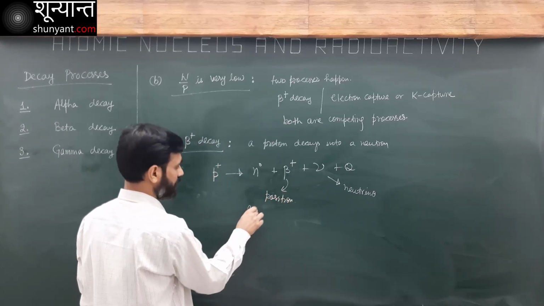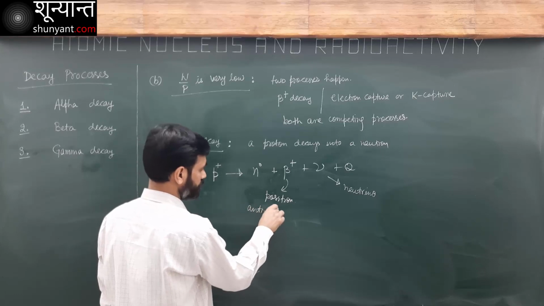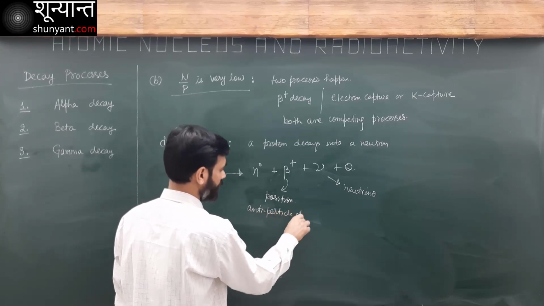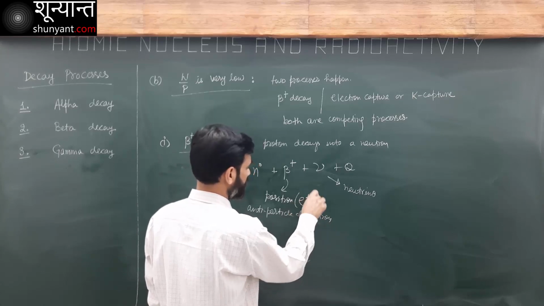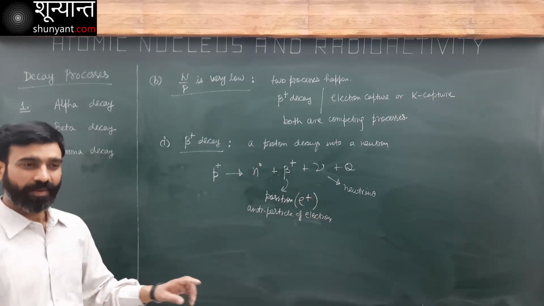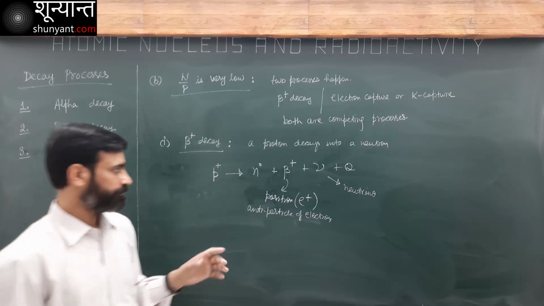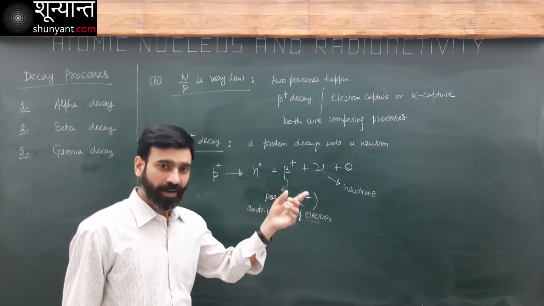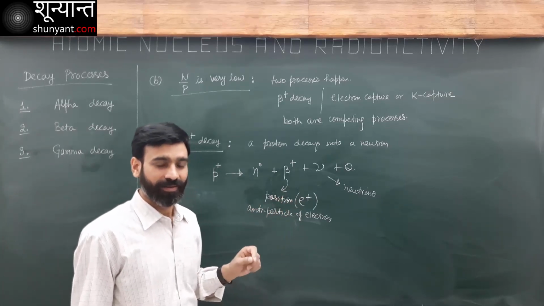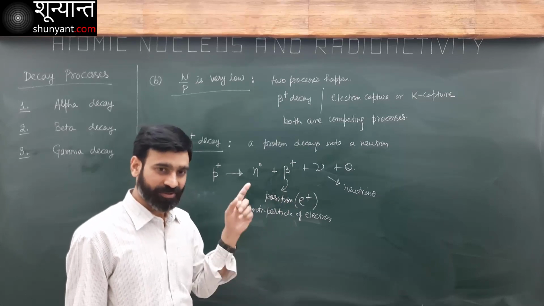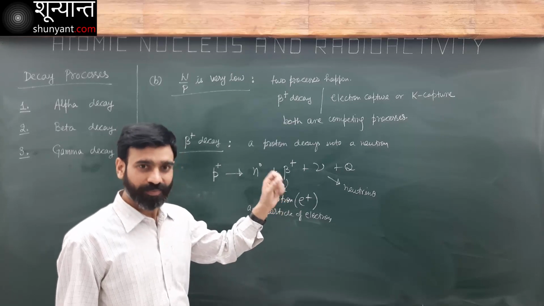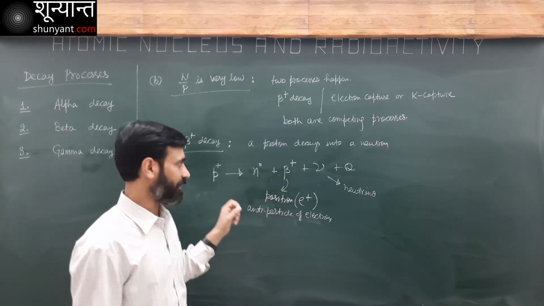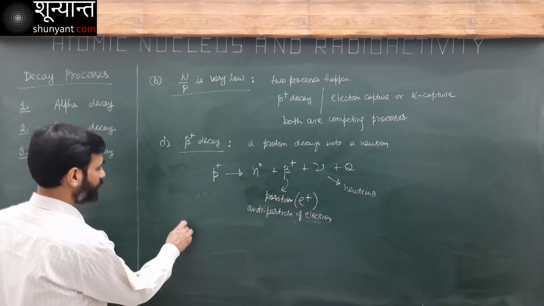Positron, the antiparticle of electron. It is also written as E plus. E minus is the normal electron. E plus is the antiparticle of electron. It has the same mass but opposite charge. It is also known as a positive beta particle. Now, what will be the displacement law?